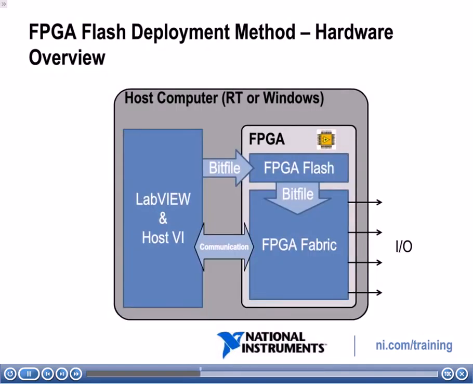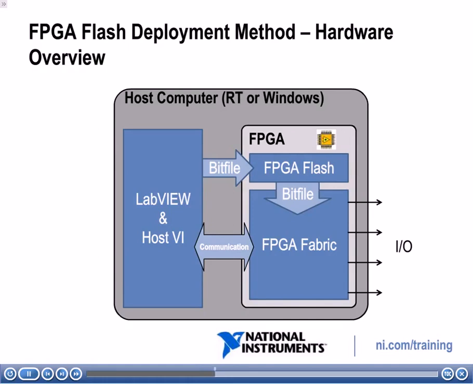Now let's talk about the second method, the FPGA flash deployment method. Let's take a look at the hardware. Here we have our host computer. Remember that host computer could be an RT target or it could be a Windows computer. We have our FPGA inside there, and we have our FPGA fabric. On the FPGA, there's also an FPGA flash memory. And we also have LabVIEW and our host VI.